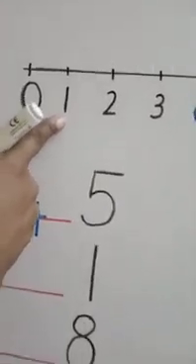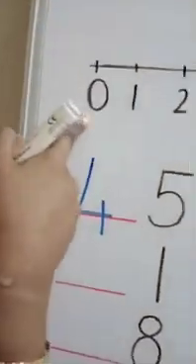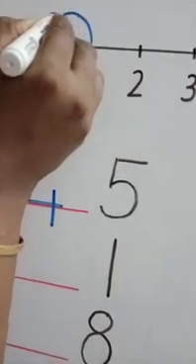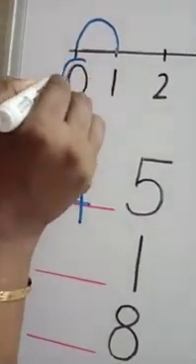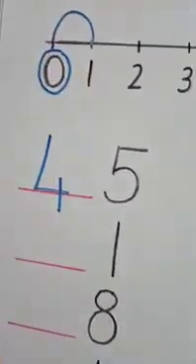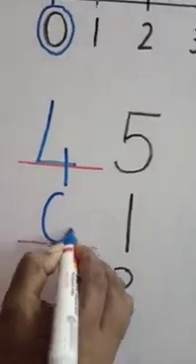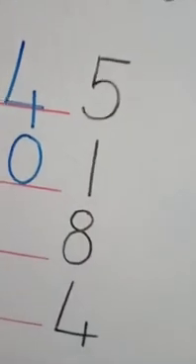So what number comes before number 1? Who is this? Number 0. Very good. So what comes before 1 is here. So who is this? Yes, this is our number 0. So I'll write 0 here.